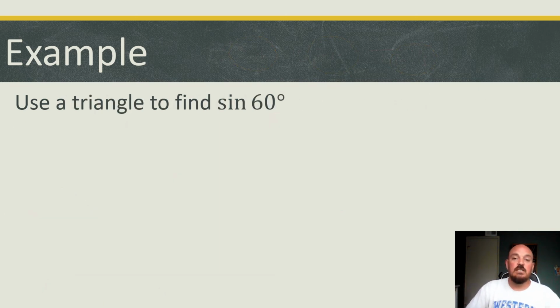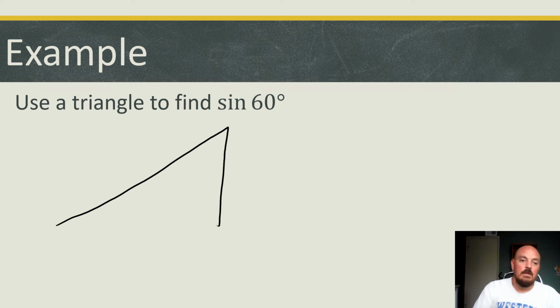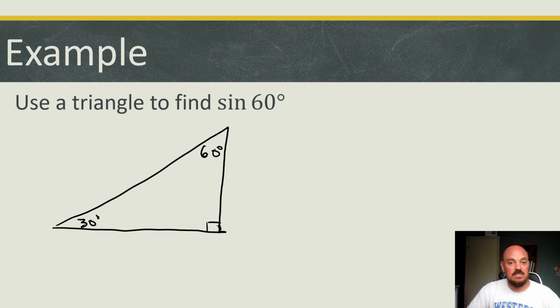So for our last example today, I'm going to combine this with something that we learned about special right triangles. And we're going to find the sine of 60 degrees. So let me do this. I'm going to draw a right triangle. And since we're finding sine of 60, I want it to have a 60-degree angle in it. Well, if it has a 60-degree angle in it, what it actually is is the 30, 60, 90 triangle that we talked about from yesterday.